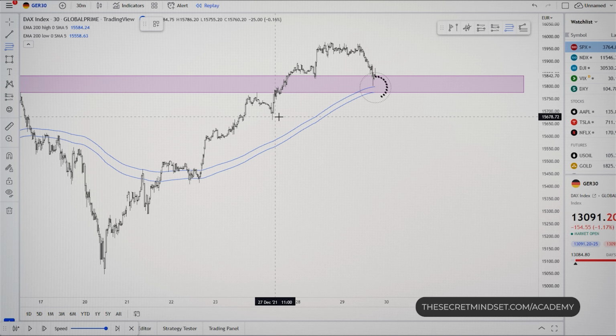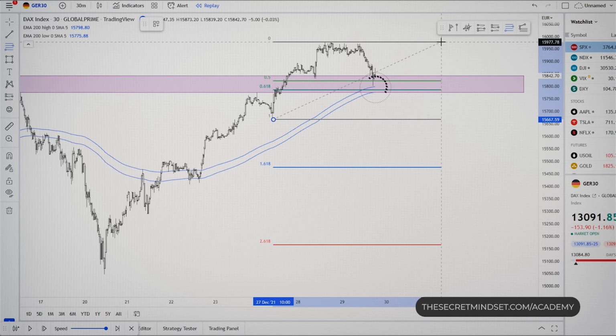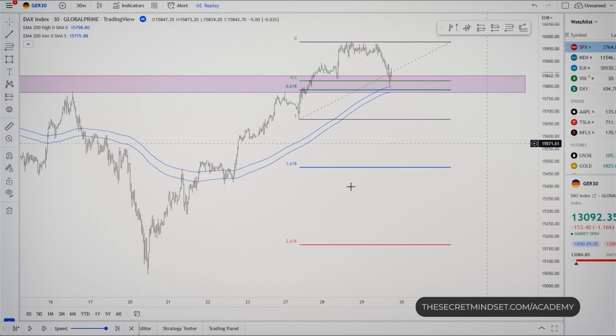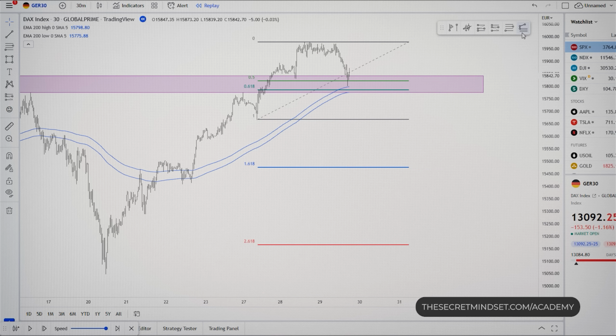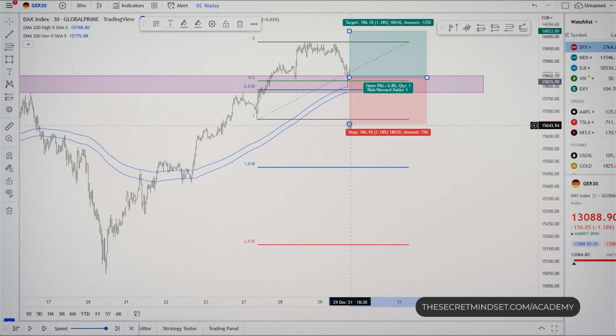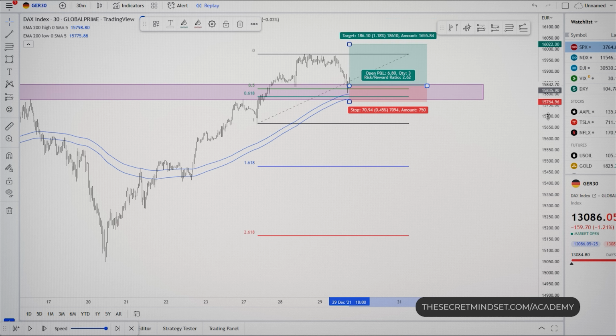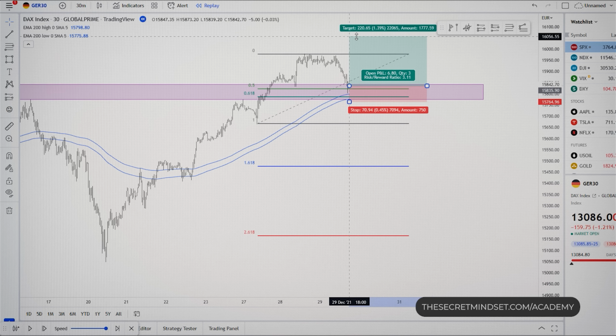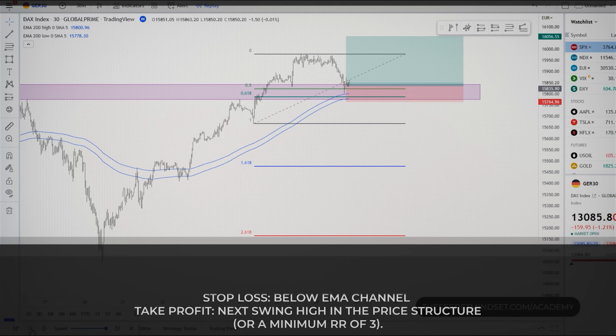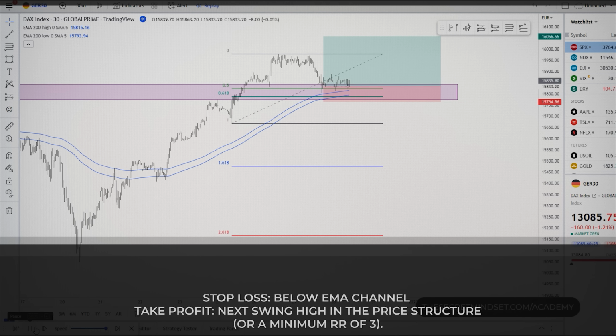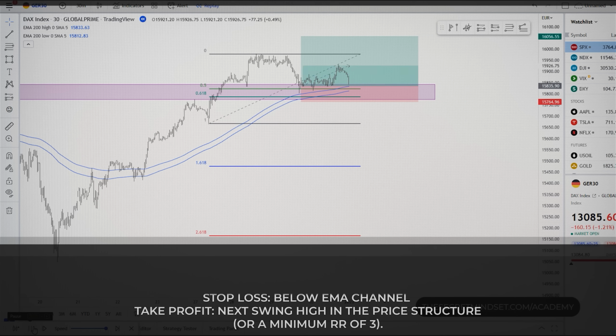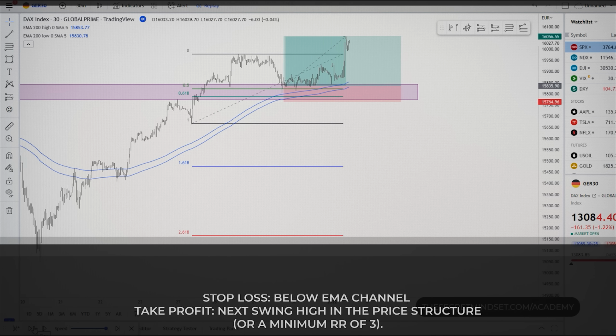Price hit the moving average channel in a Confluence area at this support level. When in doubt, add a Fib retracement. Once again, Fibonacci golden zone perfectly aligns with the other Confluence factors. So stop loss below the channel, and we'll aim for the minimum risk to reward ratio of 3.